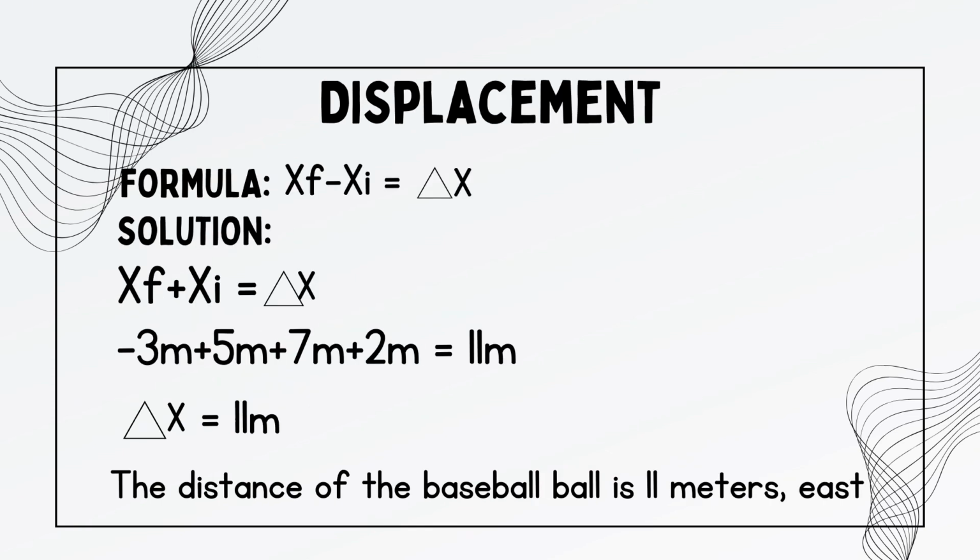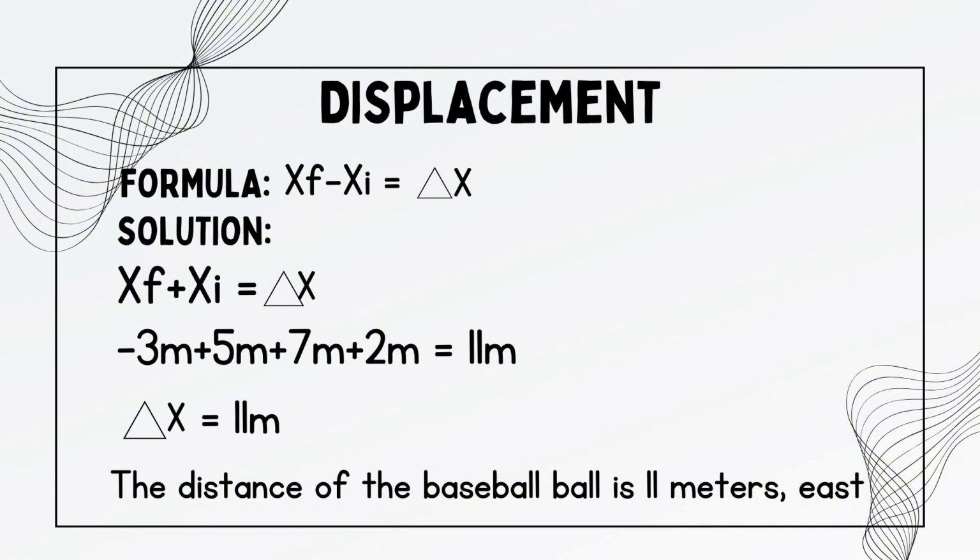Now let's proceed with solving displacement. This is the formula that we're going to use to solve displacement. Before solving displacement, you need to know first that if the given value is in the direction of south and west, it will have a negative value. While if it is in the direction of north and east, it will have a positive value.